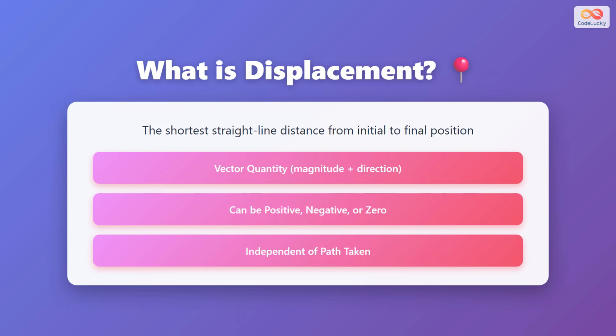Now let's talk about displacement. Displacement is the shortest straight-line distance from your initial position to your final position. Unlike distance, displacement is a vector quantity, meaning it has both magnitude and direction. Displacement can be positive, negative, or even zero. For example, if you return to your starting point, your displacement is zero even though you traveled some distance. The key point is that displacement is completely independent of the path taken. It only cares about where you started and where you ended.